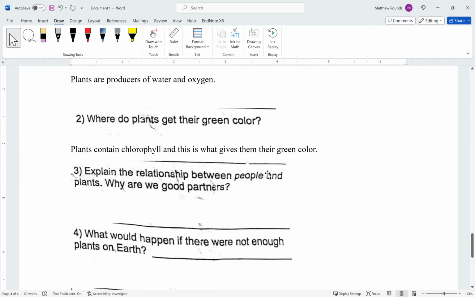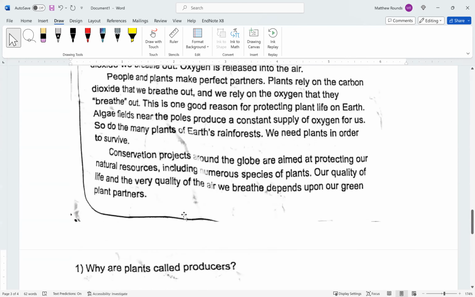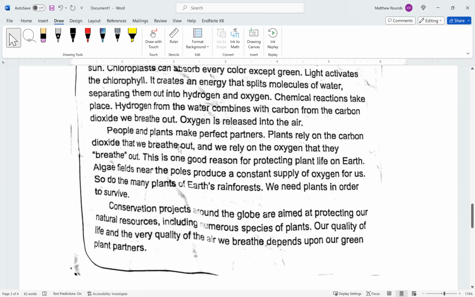Explain the relationship between people and plants. Why are we good partners? All right, so it says in this second to last paragraph, people and plants make perfect partners. Could you read the next sentence out loud for us, please? Plants rely on the carbon dioxide that we breathe out, and we rely on the oxygen that they breathe out. That's your answer.